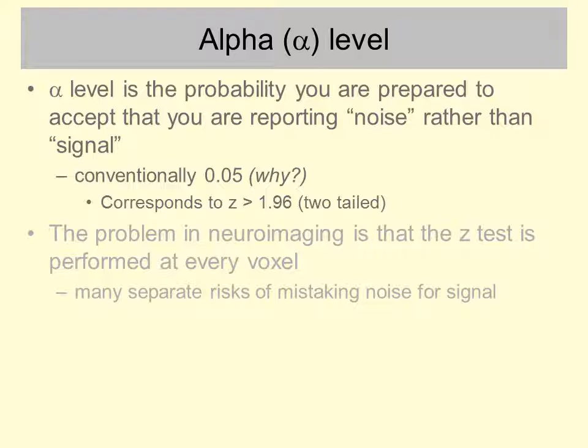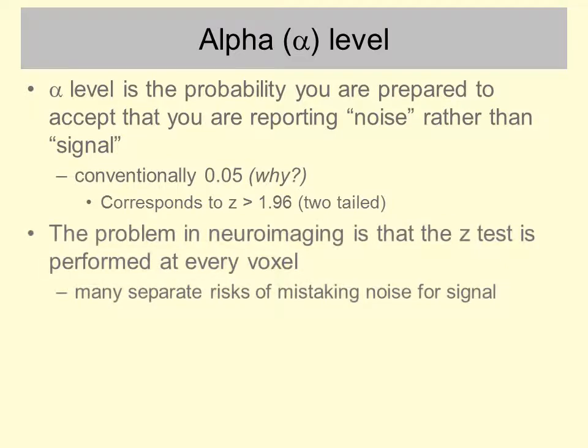And obviously, as you use stricter and stricter alpha levels, for example 0.01 instead of 0.05, it becomes easier to miss real results. You get more type 2 errors. So that's why we don't use a stricter alpha level than 0.05 normally.